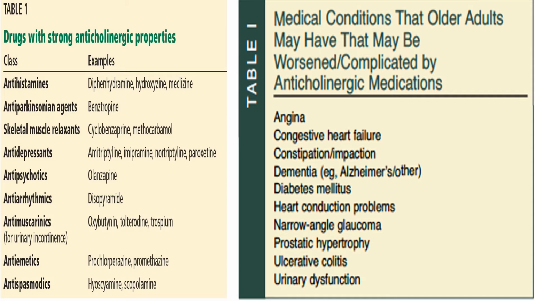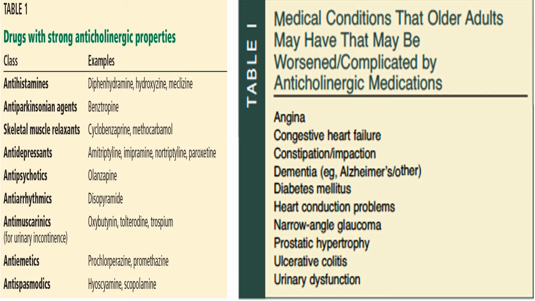Okay, so what about medical conditions that older adults may have that can be worsened by anticholinergics? So the first one on this list should be falls. So if you give anticholinergics to old people, and they're often on anticholinergics, their risk of falls goes up significantly. And if you fall as an old person, you're in bed, you've broken your hip, you can get skin breakdown, pressure ulcers. So it's a real problem, anticholinergics in old people.